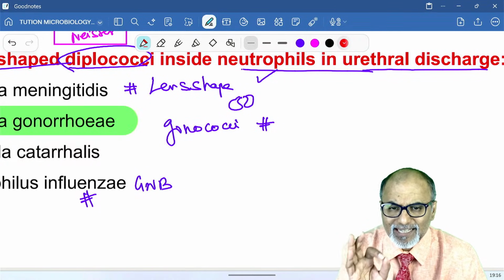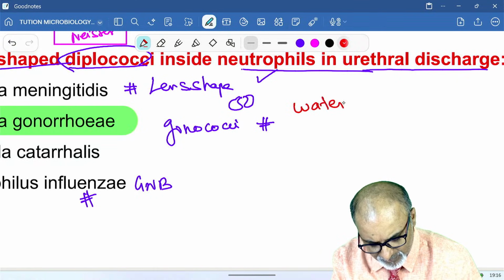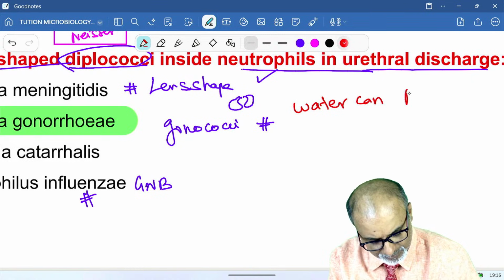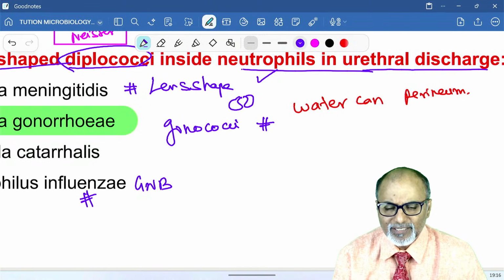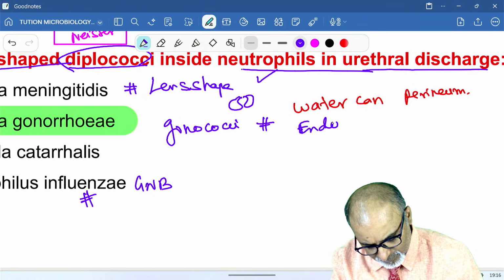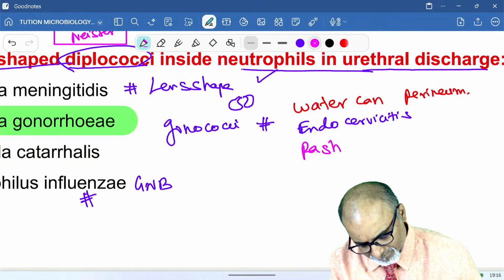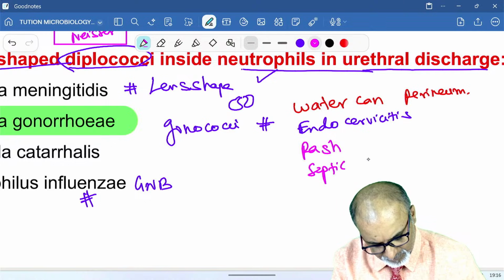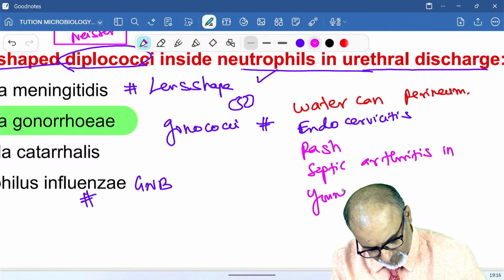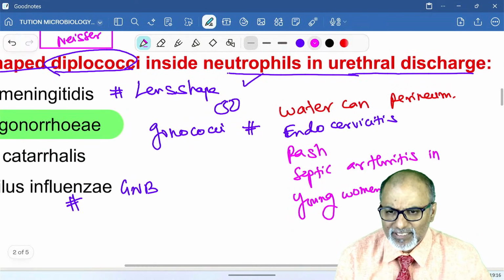Urethral discharge, Water can perineum, multiple abscesses with discharge in the perineal area, and also endocervicitis, rash, and septic arthritis in young women. These are all the key features of gonococci.